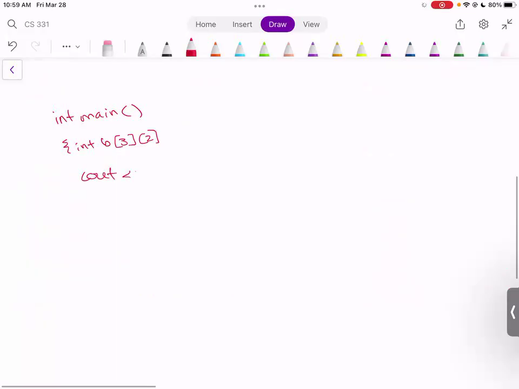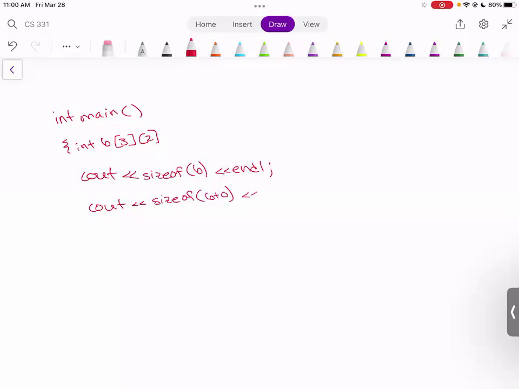And then it says like cout size of B. And then it also says cout size of B plus 0. Something along those lines. Okay, it's page 41 for you guys. Good, thank you. Okay, we'll go through this entire thing because it could appear on your exam.